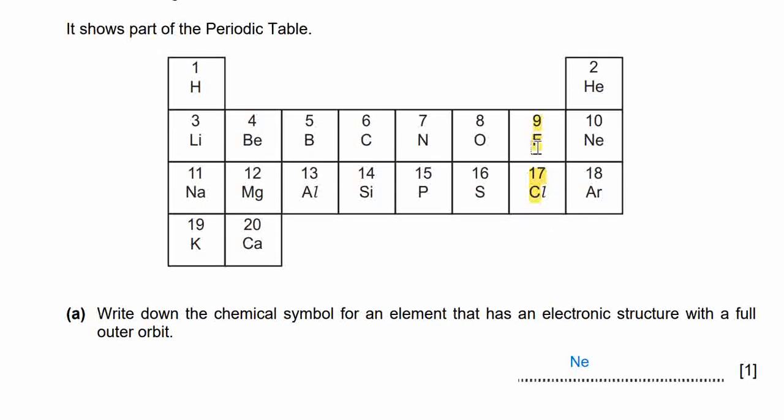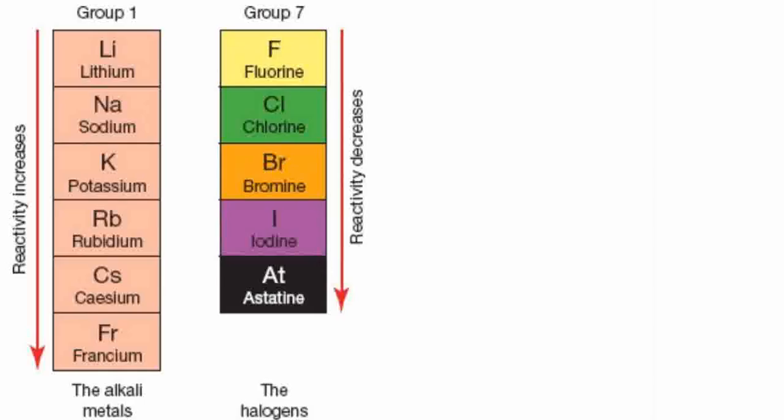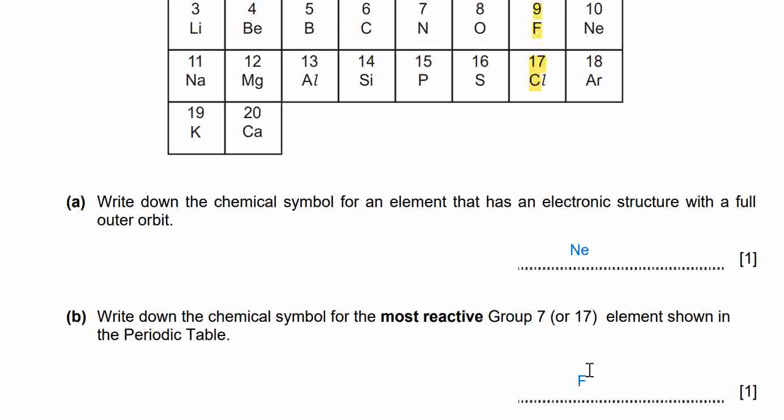We have to choose between fluorine and chlorine. Well, as we know, in chemistry, in group 7, the reactivity decreases as we go down the group. So that's what we have to keep in mind. Reactivity decreases, so it means between fluorine and chlorine, fluorine is the most reactive one. So we type down our answer: F, the most reactive for group 7.